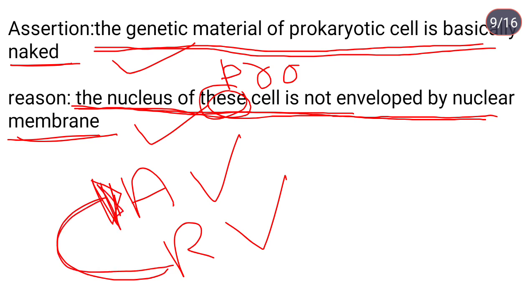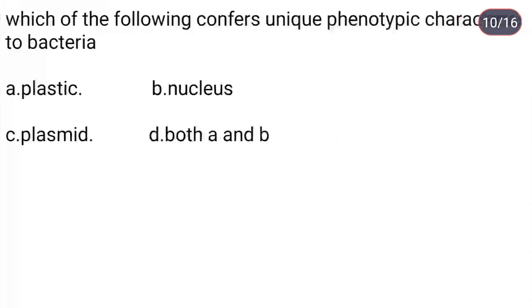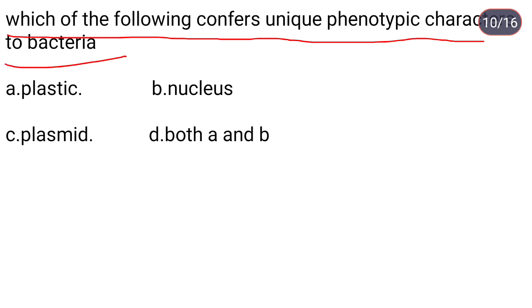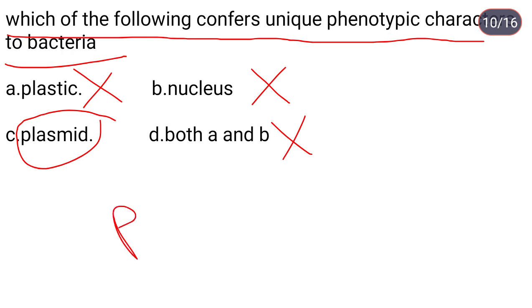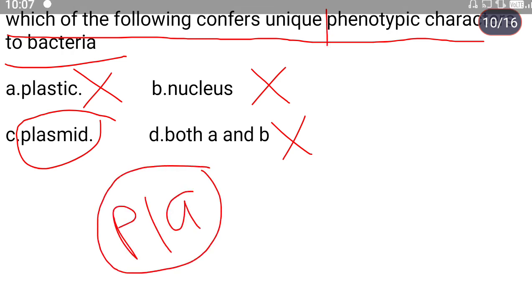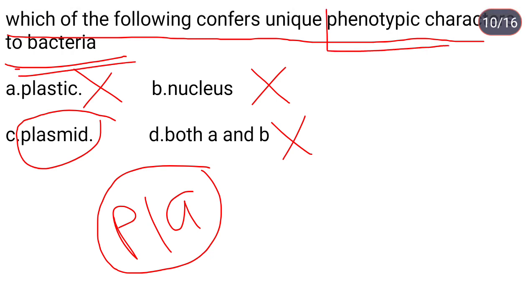This is your answer. And the next question is which of the following confers unique phenotypic character to the bacteria? Plastid is wrong, nucleus is also wrong, and both A and B are wrong. The answer is plasmid. The plasmid provides a special phenotypic character to bacteria.